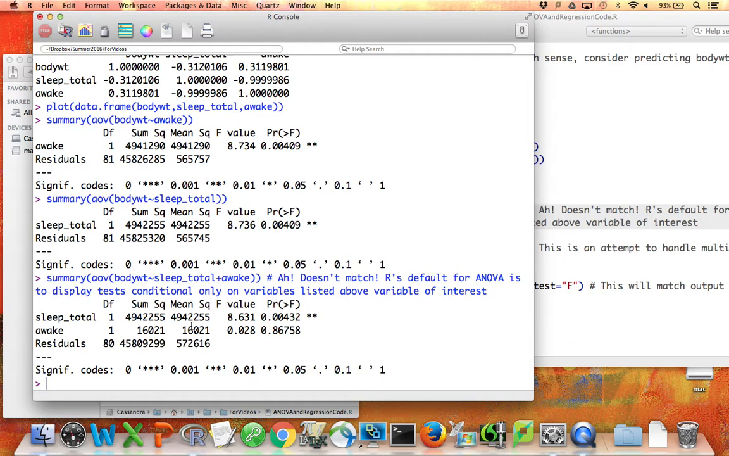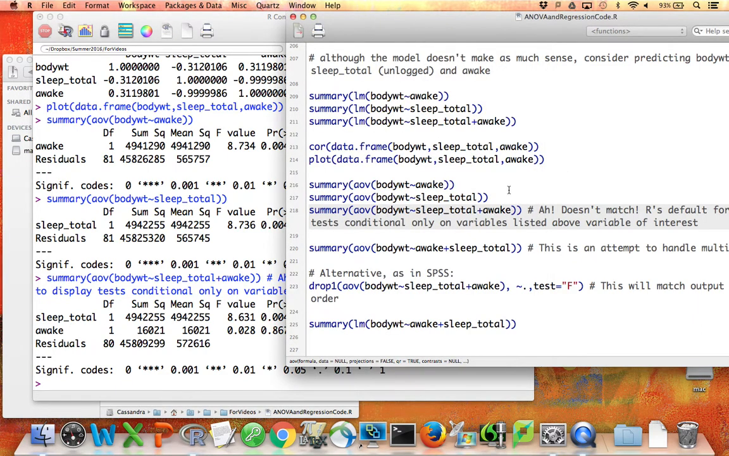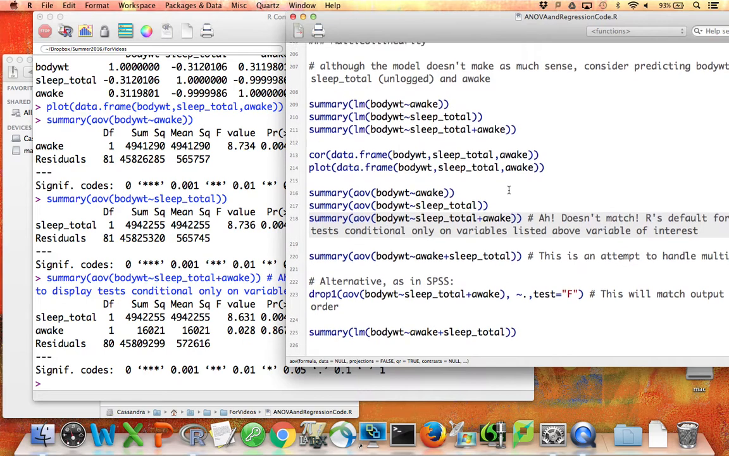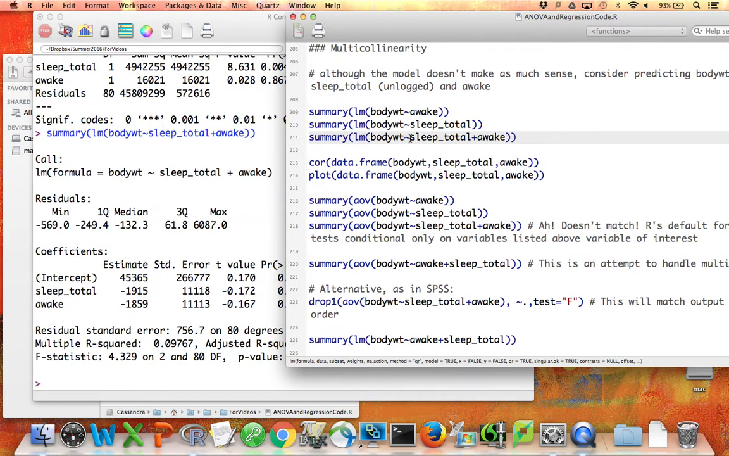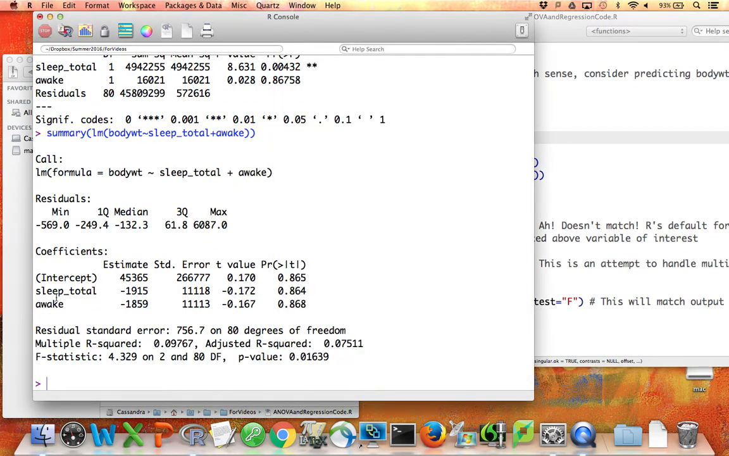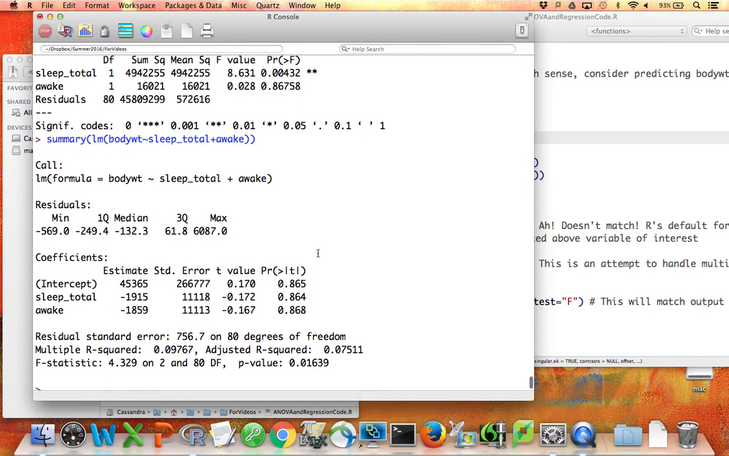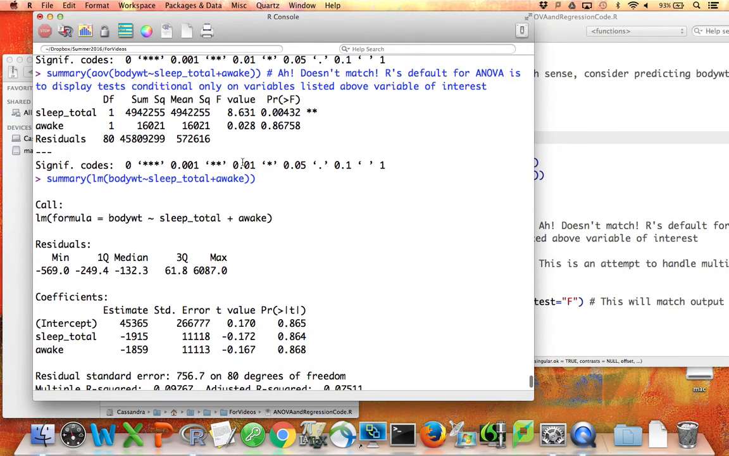So I want to look at the results that we have here, and I want to compare them to the results of the regression that included both terms. This is the results of the ANOVA that includes both terms. I want to look at the results of the regression that included both terms. So that was this. Okay. So remember, when we looked at the results of the regression that included both terms, neither term was significant. But when I look at the results of the ANOVA that includes both terms, one of them is significant. So what's going on here?